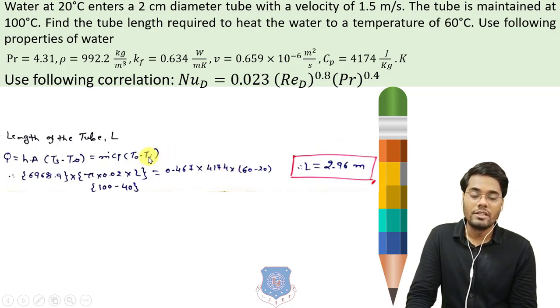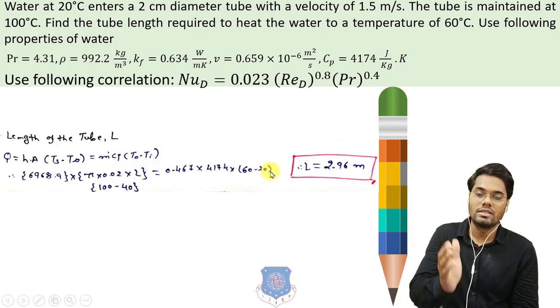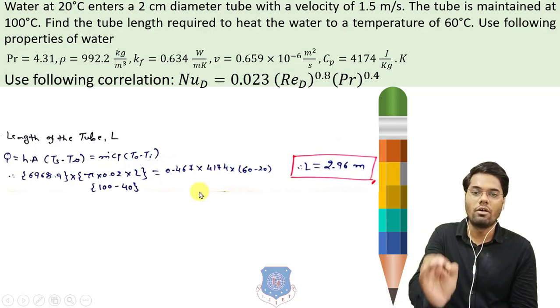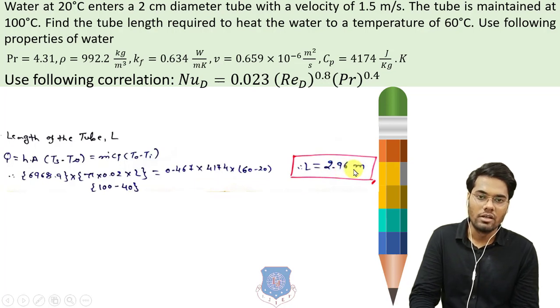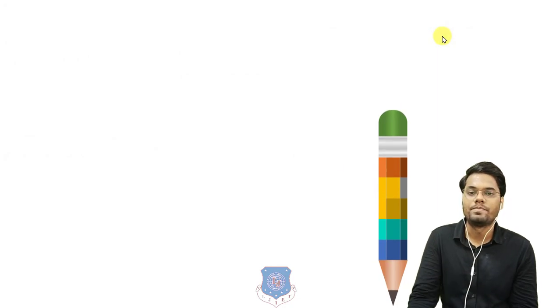Now this is a temperature difference. Outlet temperature of water should be 60 degrees Celsius and inlet temperature of water is, as mentioned in the question, 20 degrees Celsius. So in this whole equation only the length of the tube is unknown, which is going to be 2.96 meter. So at 2.96 meter length, the outlet temperature of water is going to be 60 degrees Celsius.